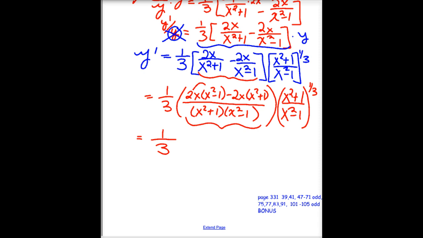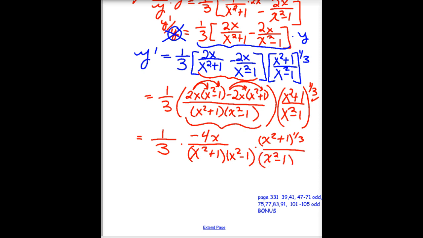I don't even know if it's going to get much nicer, but I have a 2x cubed minus 2x minus 2x cubed minus 2x. So my x cubes are going to cancel. I do get a nice negative 4x on the top of that, which I do like a lot. So I've got a negative 4x over that product. That's pretty. And then I also have this x squared plus 1 to the 1/3 over x squared minus 1 to the 1/3. Now let's see what I can do here and see if it gets any better. I have this factor on the bottom and this factor on the top, and that's going to leave me with a 2/3.